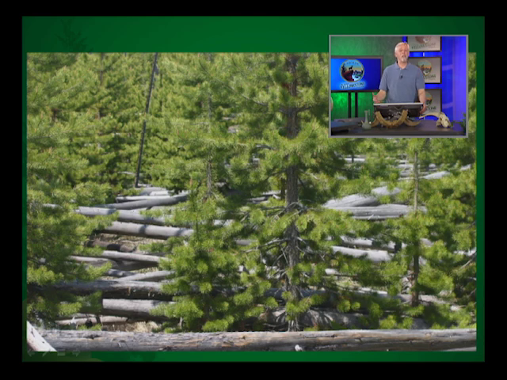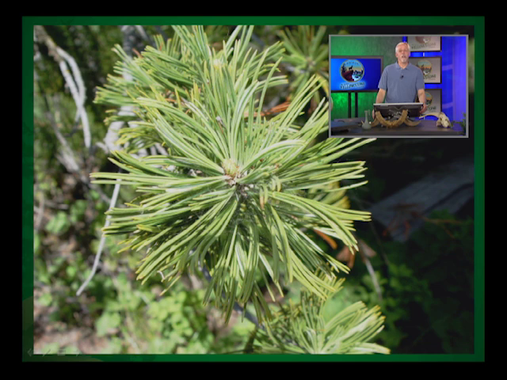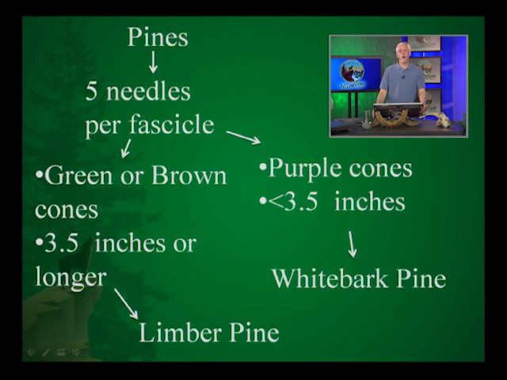And again, the lodgepole pine is going to be the dominant pine up there. And again, the 5 needles would be limber pine or white bark pine. So if it has a fascicle of 5 needles, if it has a cone that is green or brown, 3.5 inches or longer, that will be a limber pine. And if the cone is purple and less than 3.5 inches, then that would be a white bark pine. And we'll talk more about white bark pines later in the course.